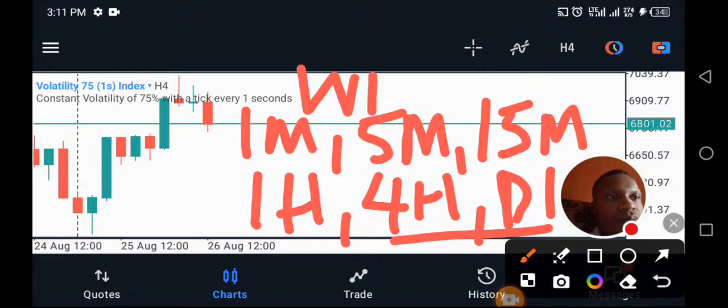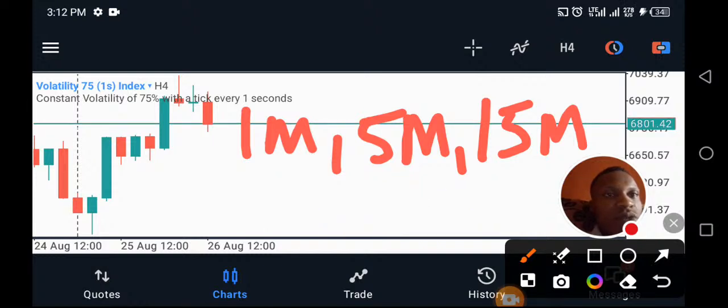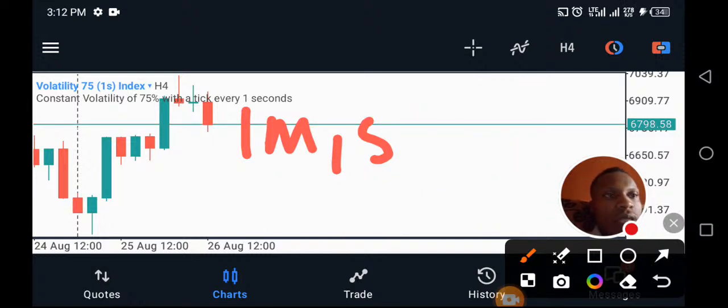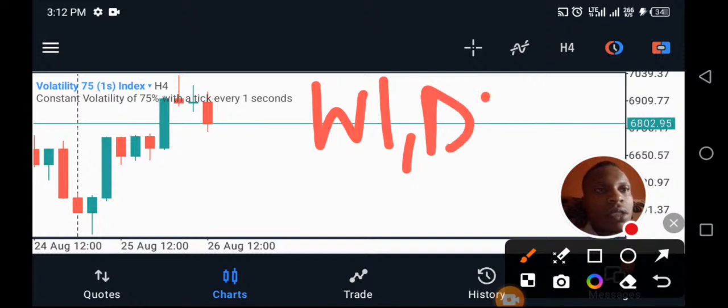So we can make use of either the 4 hour, the daily, or the weekly time frame to be able to analyze our markets. And then if we want to make use of the smaller time frame, maybe like the 1 minute, 5 minutes, or 15 minutes time frame, then it will be after we've made use of either the weekly, the daily, or the 4 hour time frame.